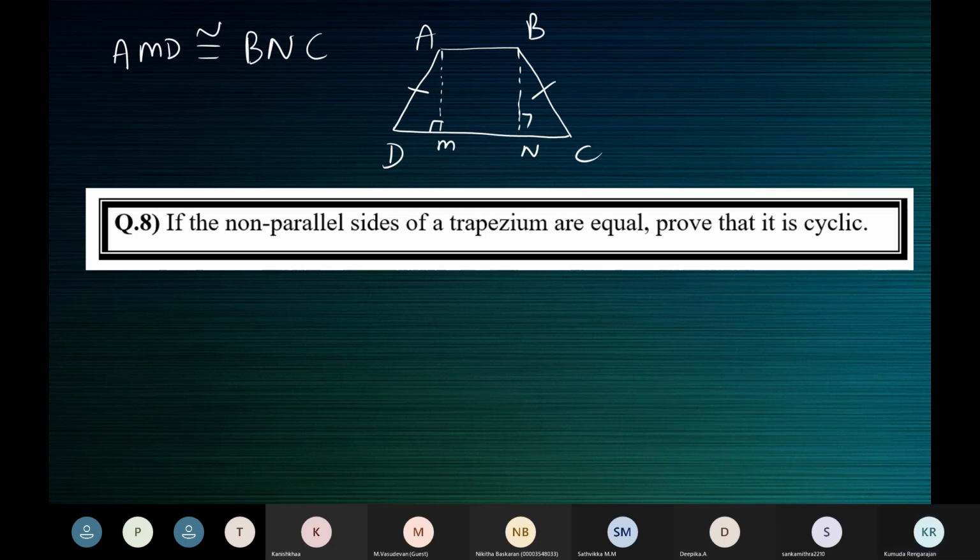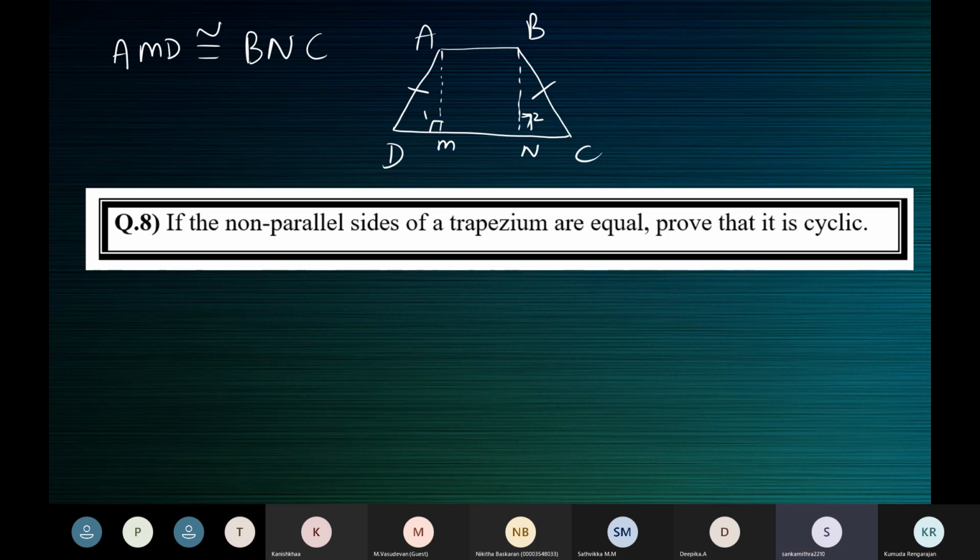AM is equal to BN since they are the heights. How are they equal? Height. Okay, correct. Then AD is equal to BC since it's mentioned that it's an isosceles trapezium. Correct. Next, angle AMD is equal to angle BNC.